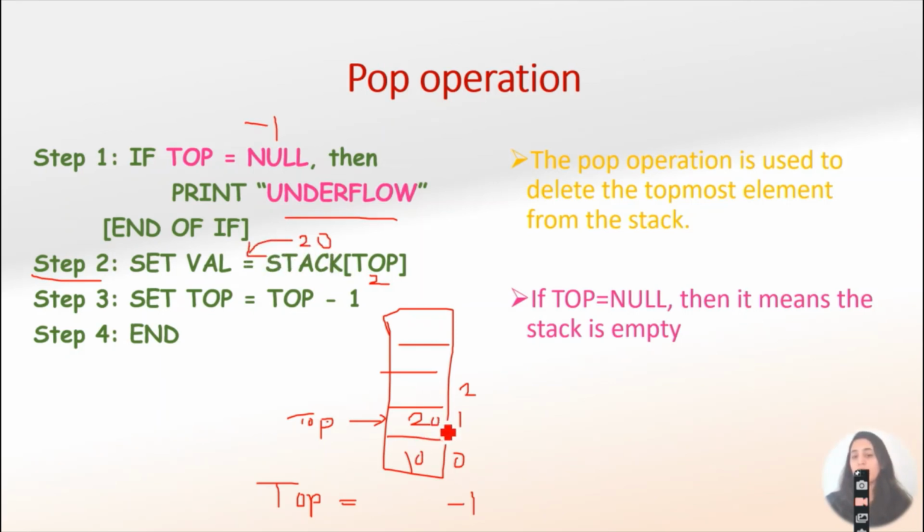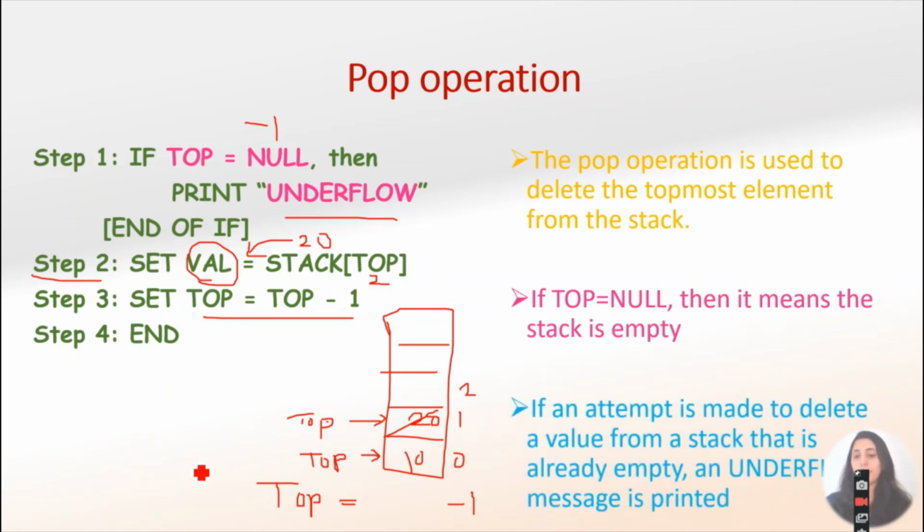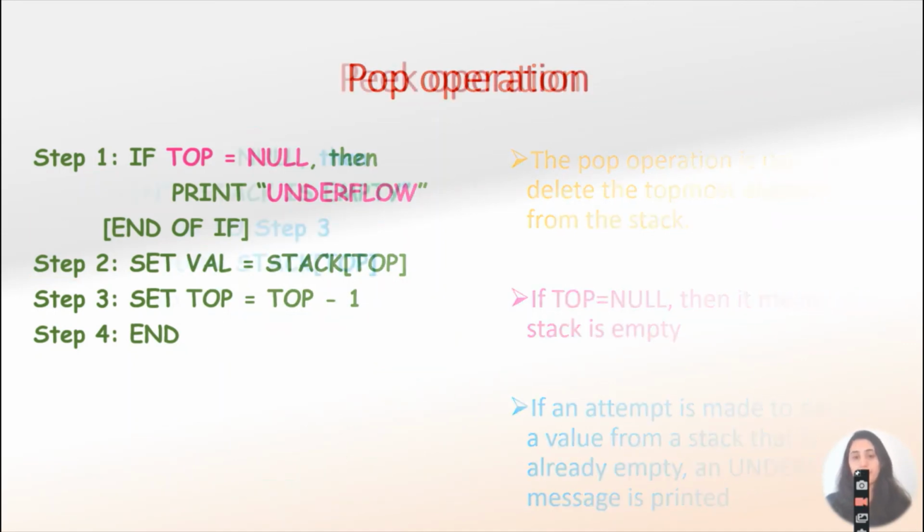Now I just save the value which I am deleting, that is top 20, in the val variable. Now I can delete from the top. So I'm deleting, that means I'm bringing my top variable down. So top is equal to top -1. That means now your top is pointing to 10. That means your top value is 0. This way we pop from the stack. But if your stack is empty, then in that case you get an underflow message.